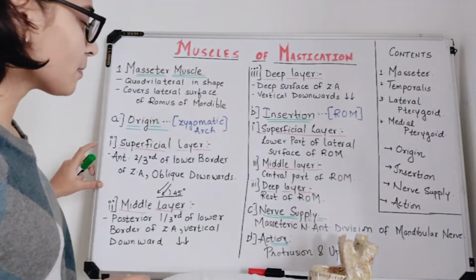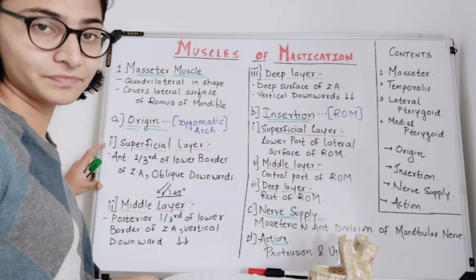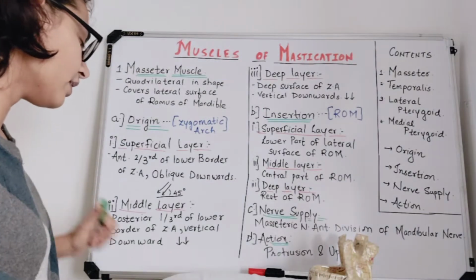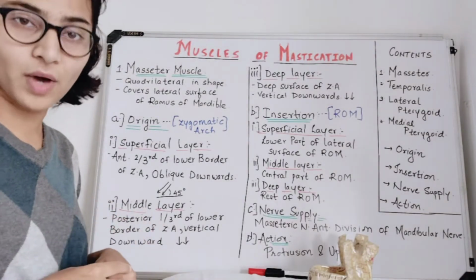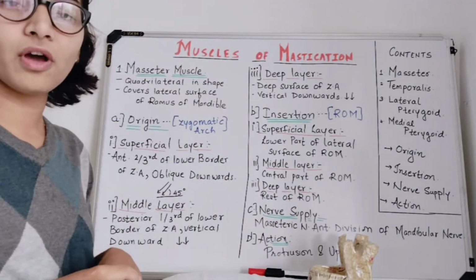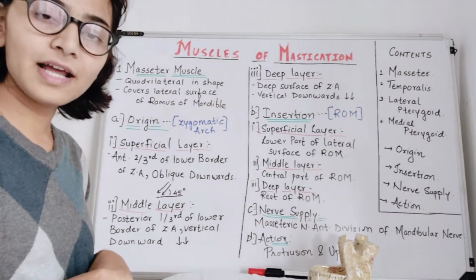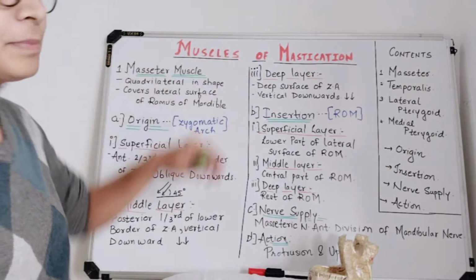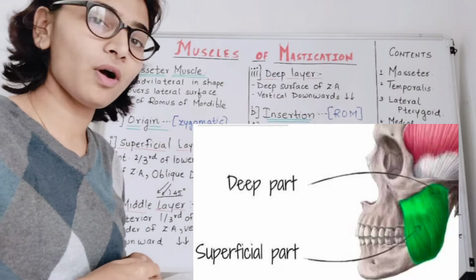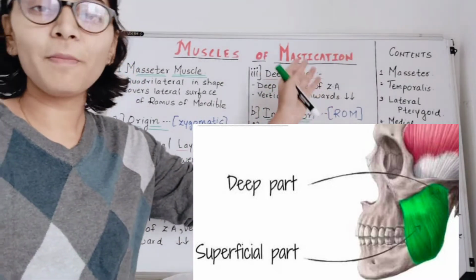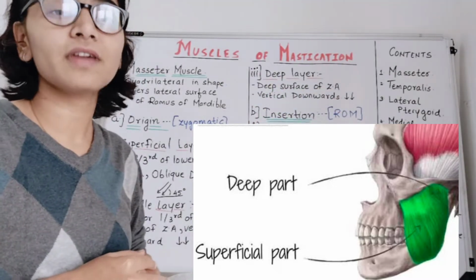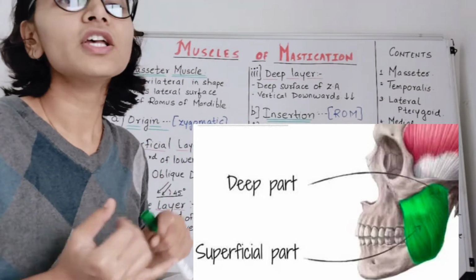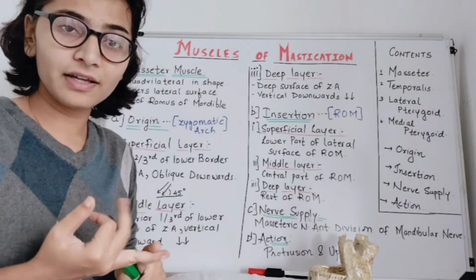Okay, so this was about the superficial layer of the masseter muscle. So next is middle layer. Middle layer originates from the posterior one-third of the lower border of zygomatic arch and it runs vertically downwards. The third layer is deep layer. Deep layer originates from the deep surface of zygomatic arch and these fibers run vertically downwards. So these are the three layers: superficial layer, middle layer and deep layer.